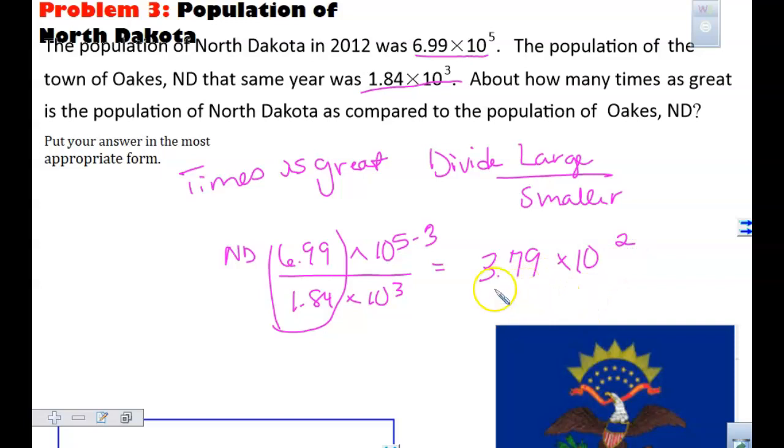And so this is about how many times greater is our population? We would say it's about 379 times. The state of North Dakota is 379 times greater than Oaks, right? So North Dakota is 379 times greater than the population of Oaks. Which, if you think about it, Oaks is a kind of a smaller town. Okay, let's go to the top of the next page. We got a few more that we're going to look at.